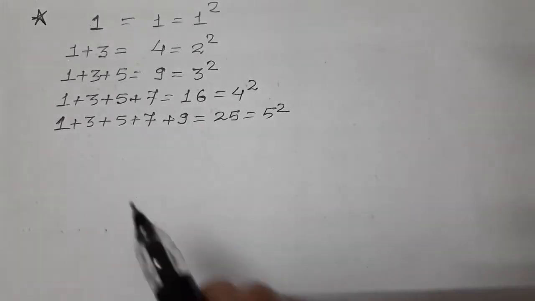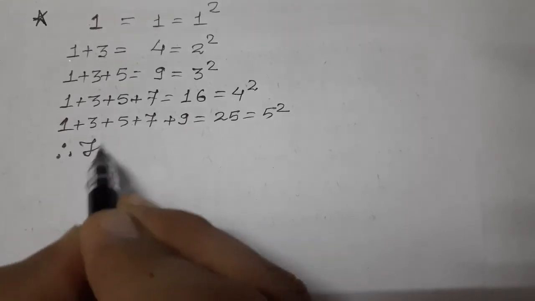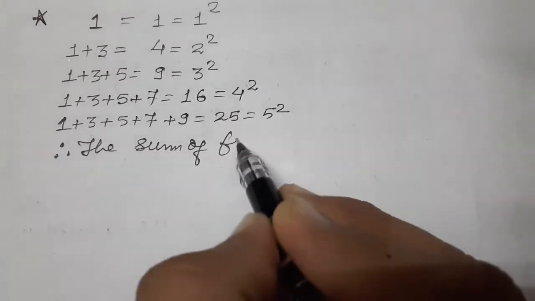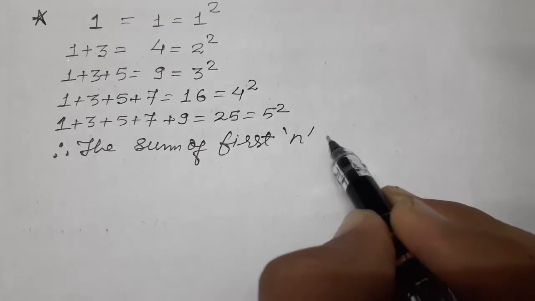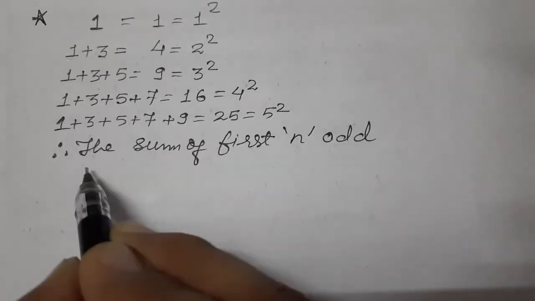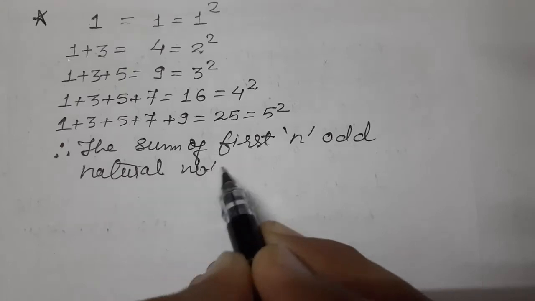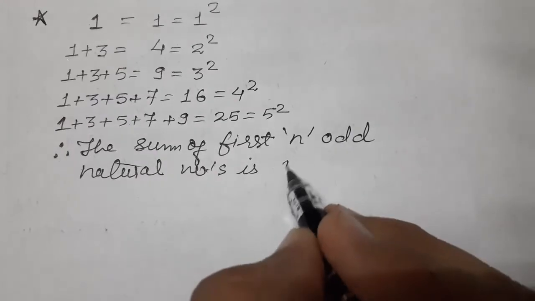So what we can say, therefore, the sum of the first n odd natural numbers, all odd natural numbers, is the square of the number, n square.